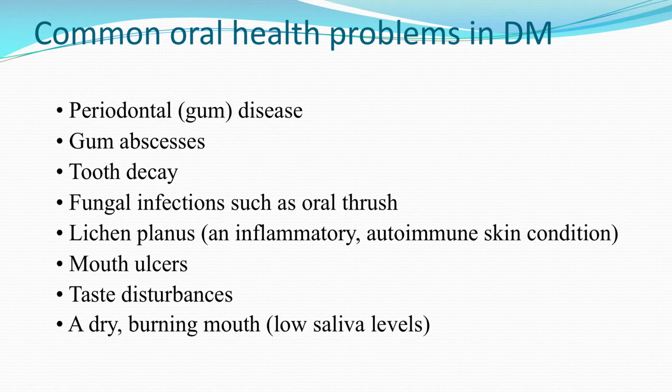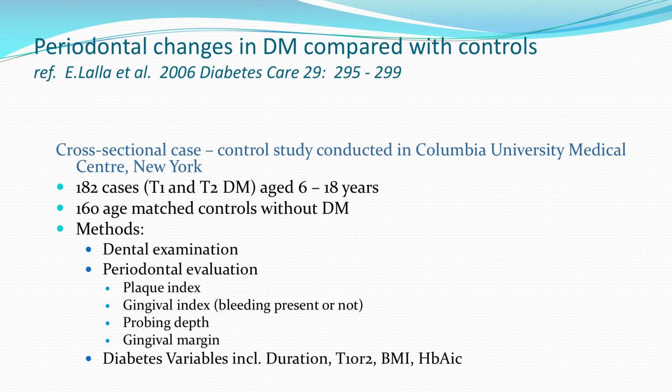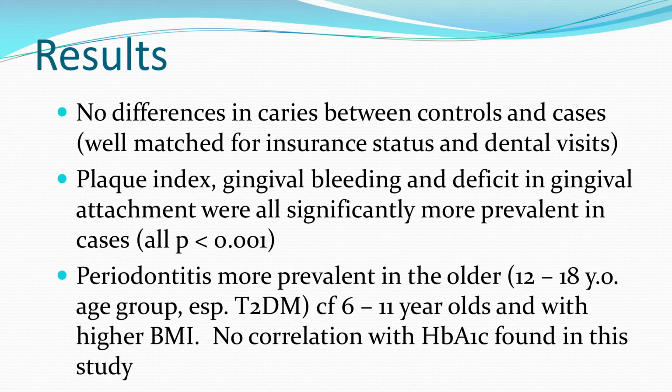So gum disease, abscesses, tooth decay, and fungal infections such as oral thrush is what we tend to see. When studies have been conducted cross-sectionally, there were no differences in caries between controls and cases, well matched for insurance status and dental visits. However, periodontal disease was much more common in those that had diabetes.